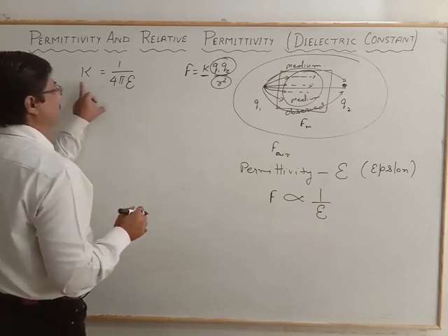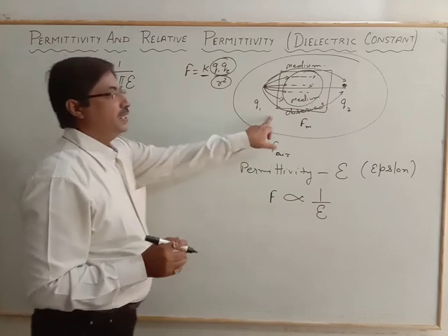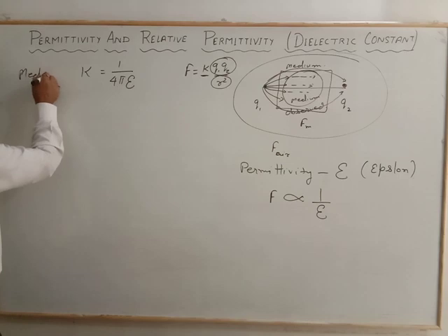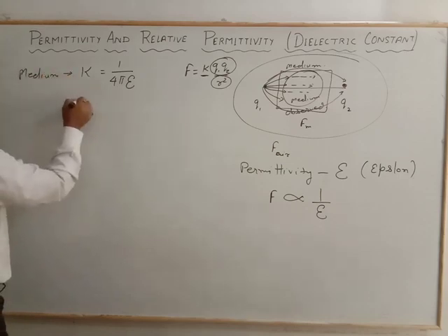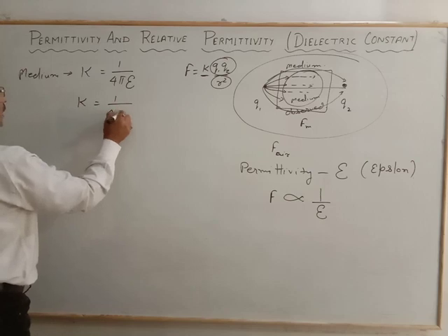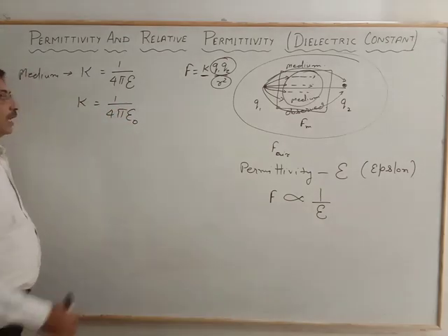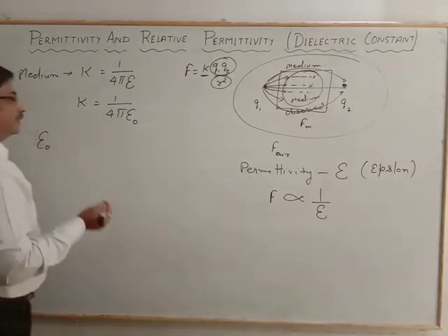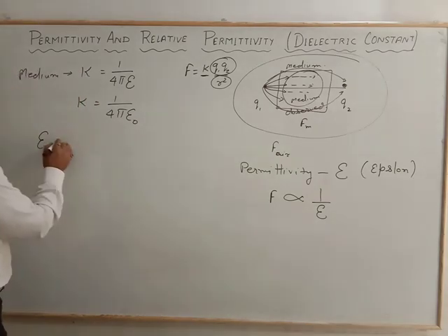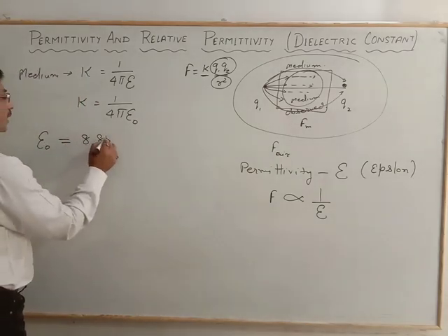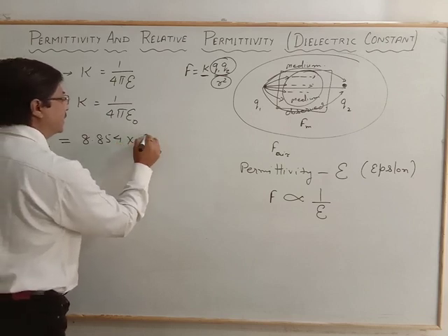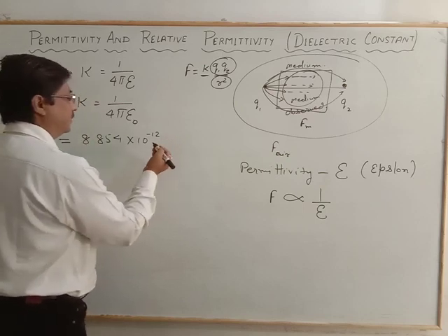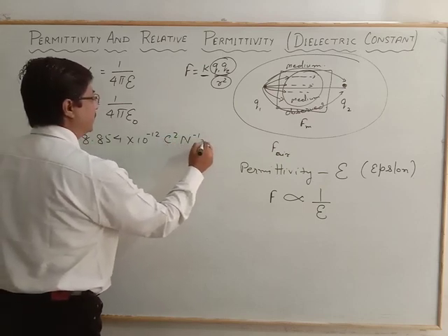Now this relation gives the constant value for the medium. If it is in air, in that case K is considered as 1 by 4 pi epsilon naught. And we know that the value of epsilon naught that we have calculated in air is equal to 8.854 into 10 to the power minus 12. That means here we will use the epsilon naught here. In that case the unit is Coulomb square per Newton per meter square.